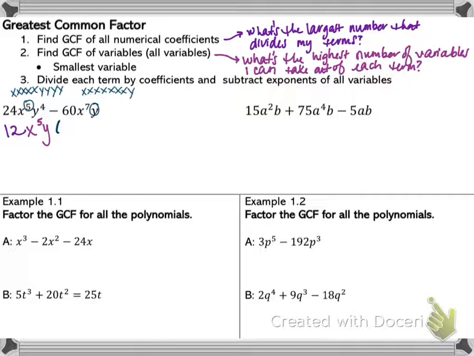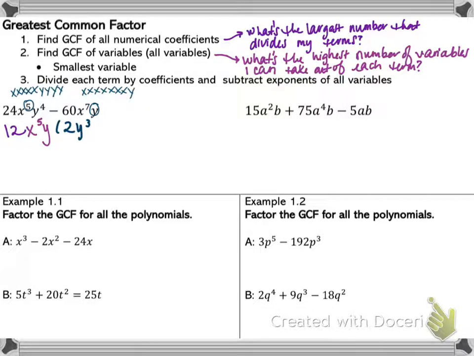So if I were to divide out with that first term, it would be 24 divided by 12, which I already said was 2, x to the 5th divided by x to the 5th. Well, anything over itself is 1, so that cancels out. And I would do the same process with the y to the 4th divided by y. The instructions say to subtract the exponents, so 4 minus 1 would be y to the 3rd.